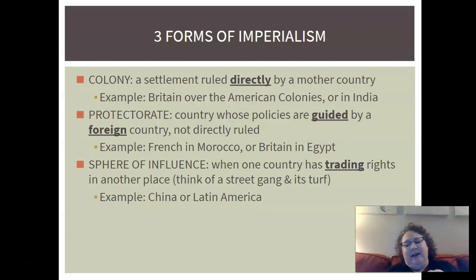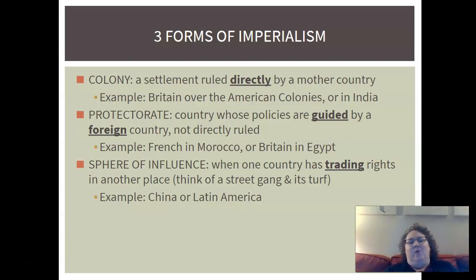Now, a protectorate is not as controlled as a colony. It's a little bit of guidance. So here's how it works. In Morocco, they have a king. The current king's name is Mohammed VI. The previous king was his father, Hassan II, and the one before him was King Mohammed V, and so on. It kind of goes back and forth.